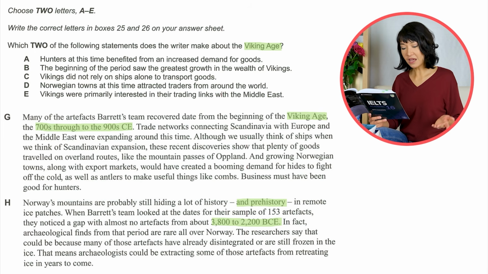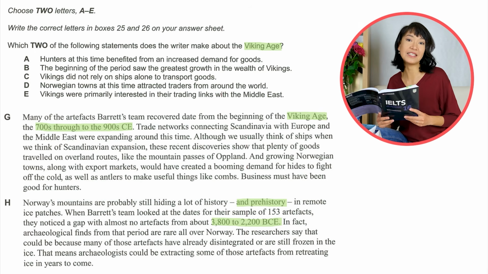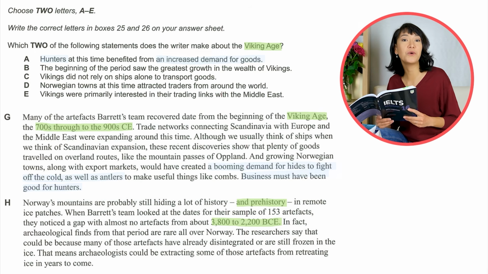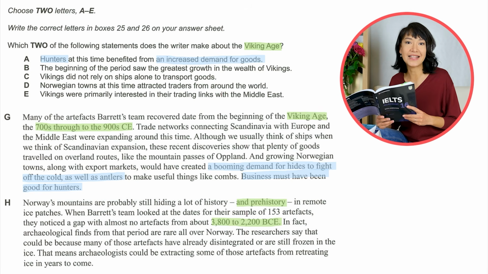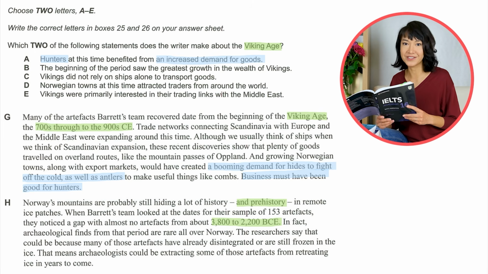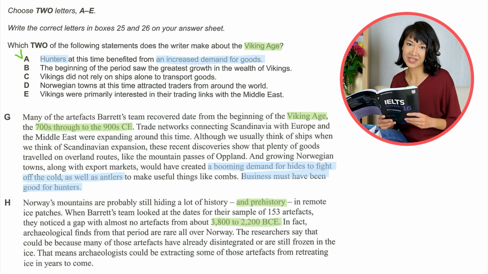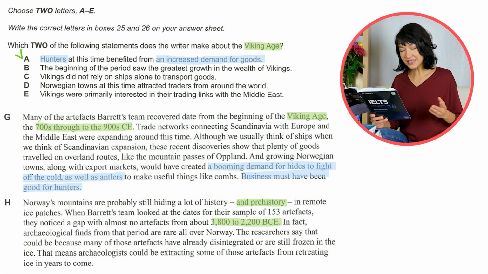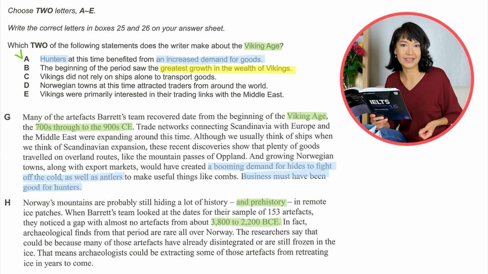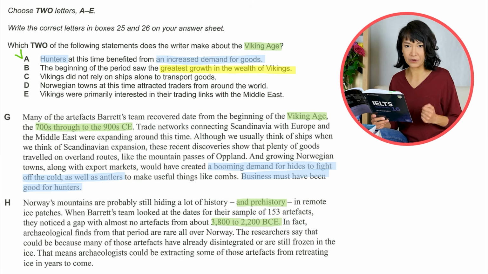Option A. Hunters at this time benefited from an increased demand for goods. Indeed, we can read about a booming demand for hides and antlers. The business must have been good for hunters. Yes, the meaning is the same. Option A is correct. Option B is about the greatest growth in the wealth of Vikings, but I couldn't find anything about it. Let's move on.